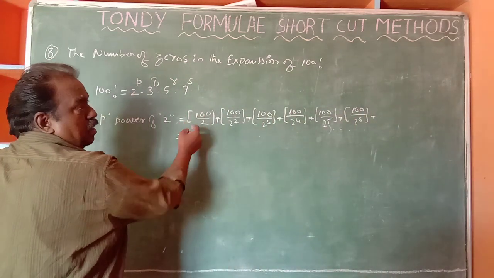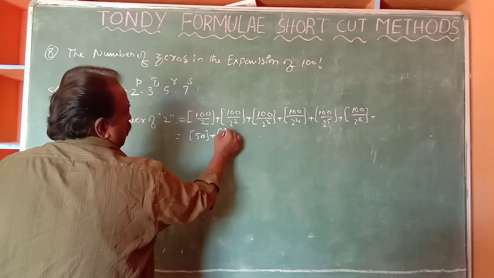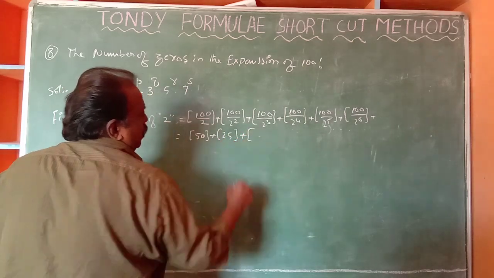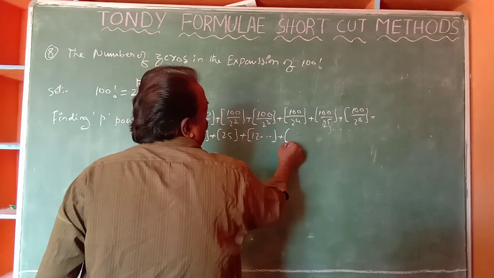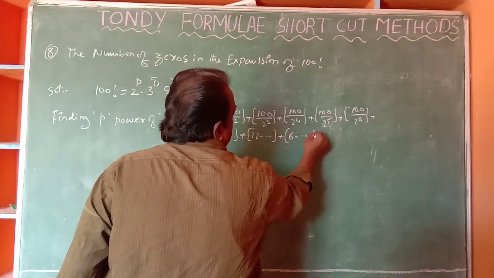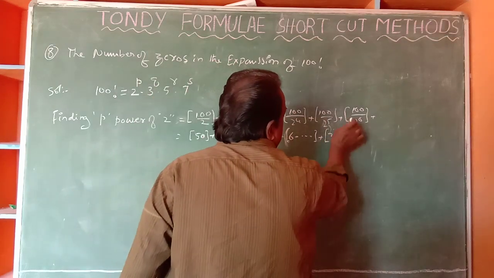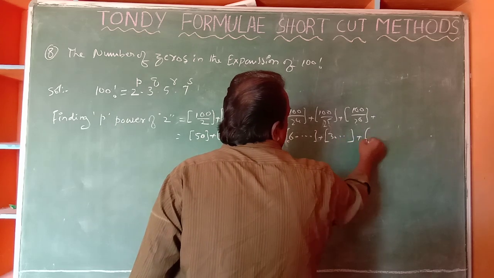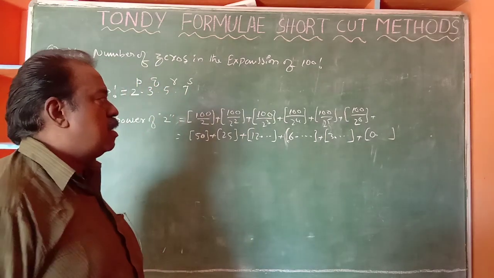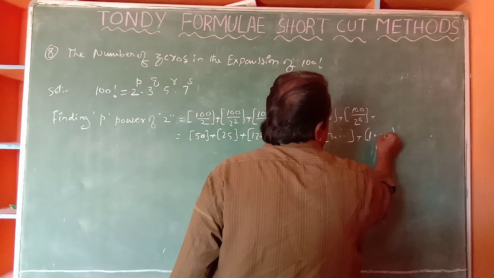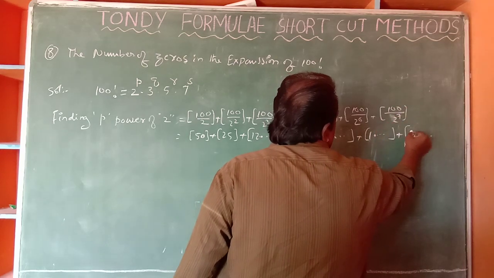Why? Because 100 by 2 is 50, step 50, plus the step function of 100 by 4, which is 25. 100 by 2 cube is 8, that is 12 point something, not needed. 100 by 16 is 6 point something, not needed. 100 by 32 is 3 point some digits. 100 by 64 is 1 point something. And the next is 100 by 2 power 7, which means 128, it is 0 point something.